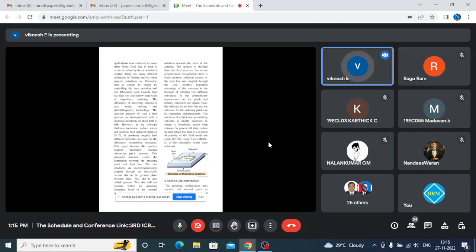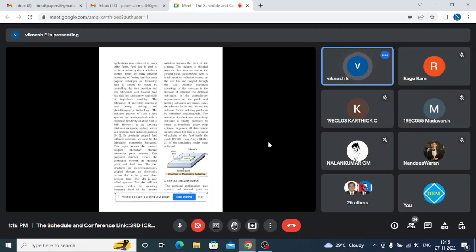In structure and design, the proposed configuration uses an aperture and a stacked patch as radiating element. This proposed antenna consists of three substrate layers that use FR4 substrate, which has a dielectric constant of 4.6, thickness 1.6 millimeter and loss tangent of 0.009. In order to increase the gain of the antenna, an air gap of 3 mm thickness and dielectric constant 1 is added between the feed line substrate layer 3 and the substrate layer 2. All the substrates are 104 millimeter by 104 millimeter.